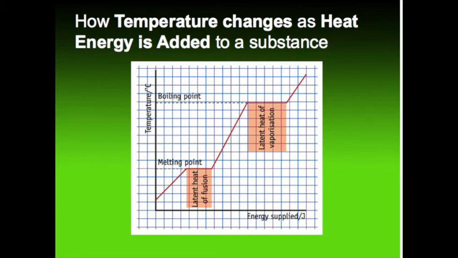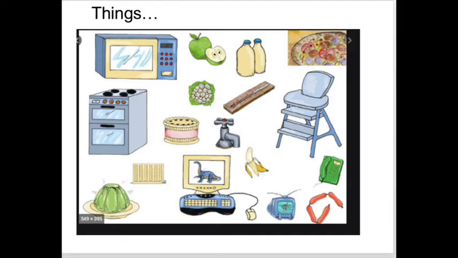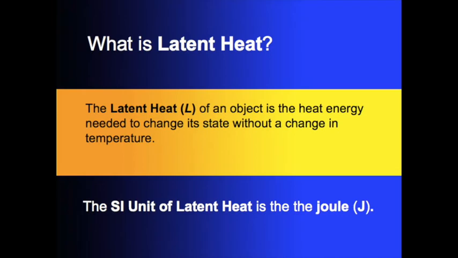Not to be confused with nuclear fusion, totally different animal, but fusion is just when liquid particles come together to form a solid. And similarly, the heat energy that needs to be applied to turn a liquid to a vapor is called the latent heat of vaporization. For a particular object, the latent heat is the amount of heat energy needed to change the state of that object without causing a change in its temperature.